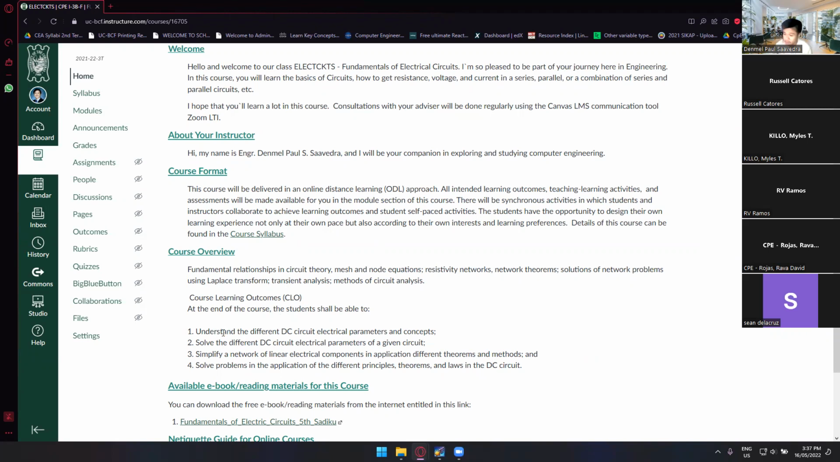Number one, you will be able to understand the different DC circuit electrical parameters and concepts. You will be able to solve the different DC circuit electrical parameters of a given circuit. You'll be able to simplify a network of linear electrical components in application of different theorems and methods, and lastly, you'll be able to solve problems in the application of different principles, theorems, and laws in the DC circuit.